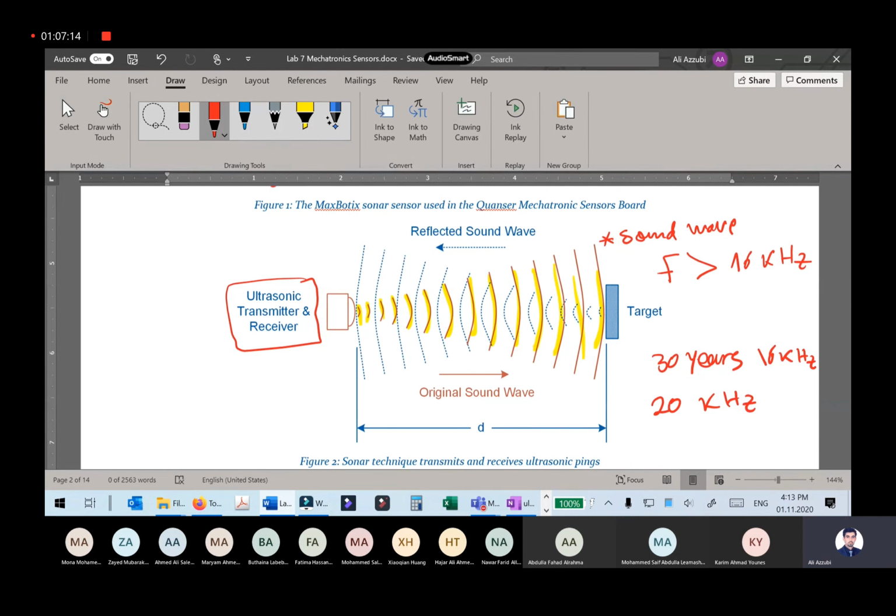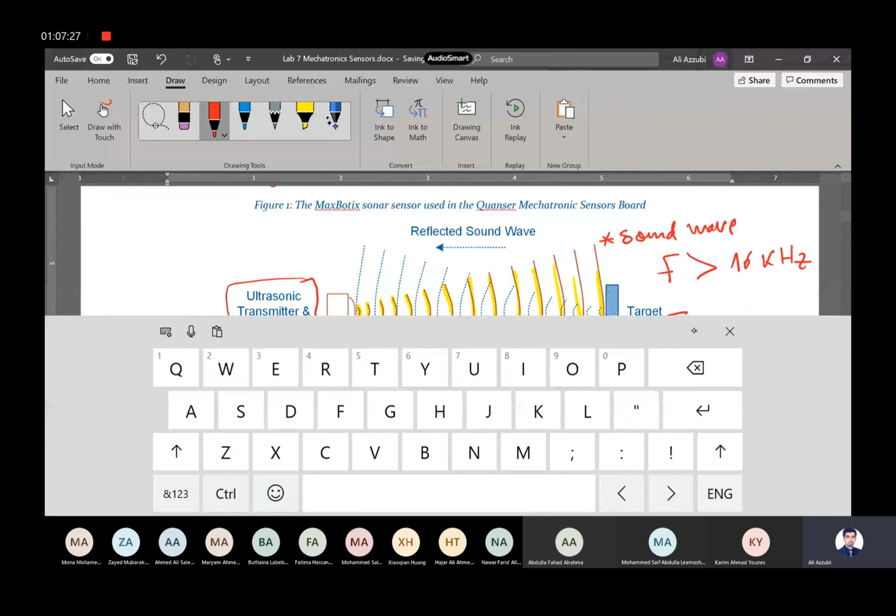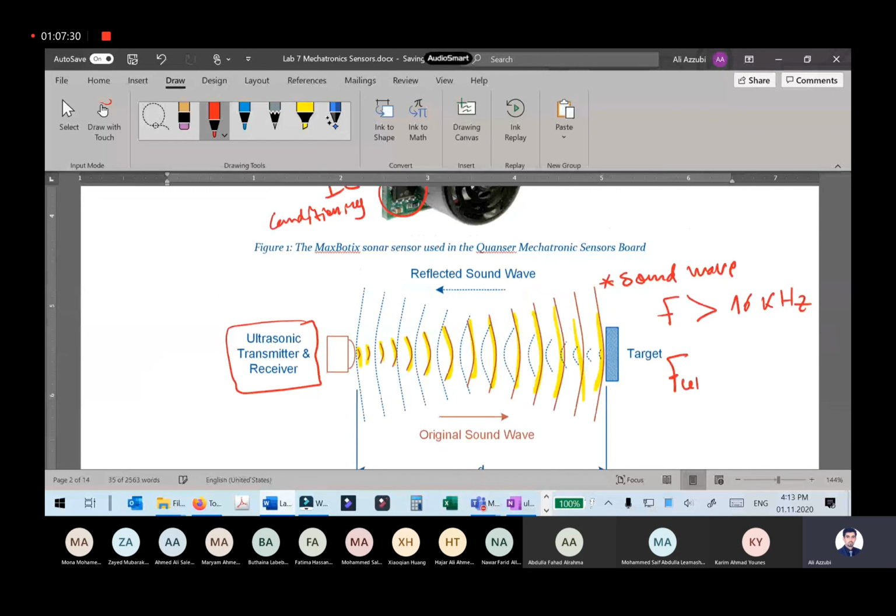Basically, there is research on this, and it is experimental, and it doesn't need theory. So the ultrasonic frequency F ultra is something between 25 kilohertz and I think 50 kilohertz. So this is above the audible range. This is why it's called ultrasonic, because we cannot hear it.